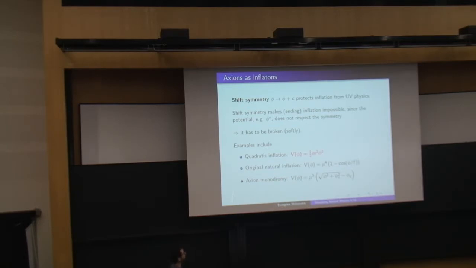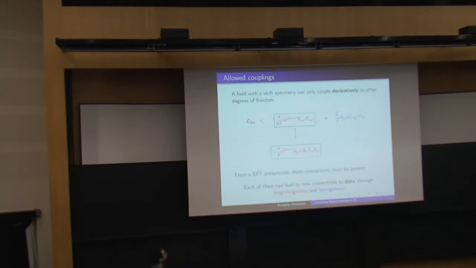And there are many ways that you can think about breaking the shift symmetry, such as radiative corrections, non-perturbative effects. So, quadratic inflation, we know it doesn't work for the data, but it's still a very good toy model for what I'm going to say. If you want me to talk about more realistic models, please ask me during the question round.